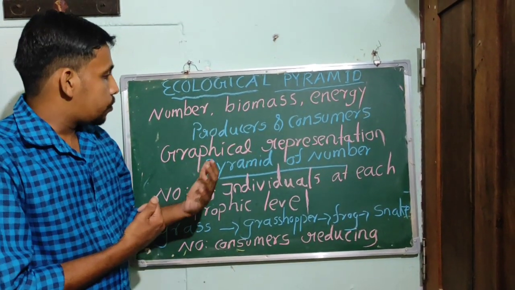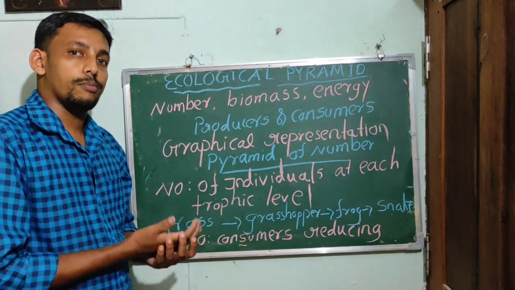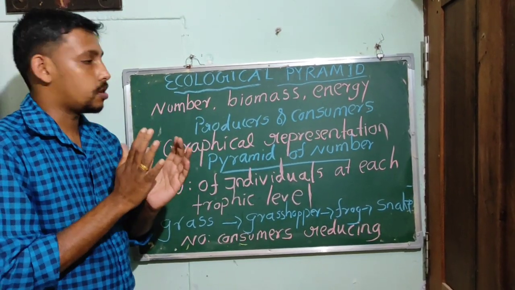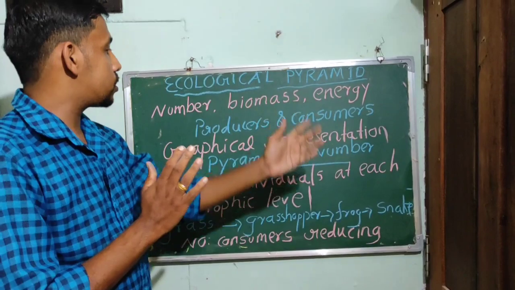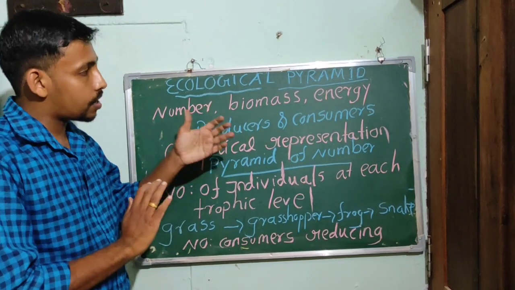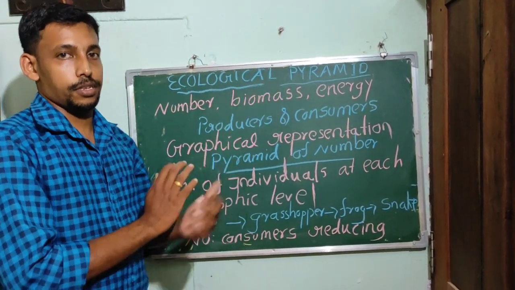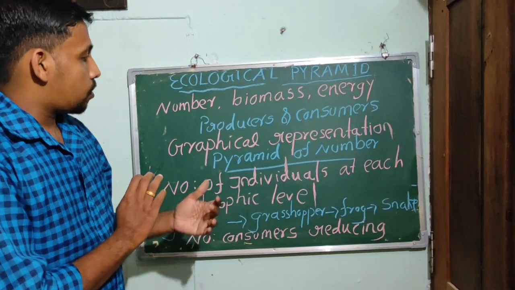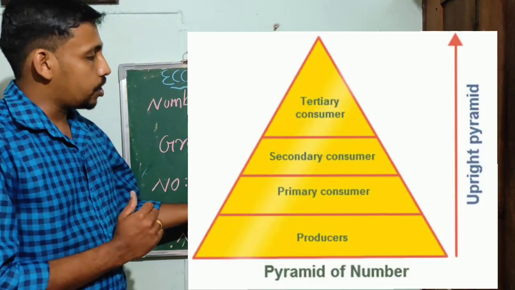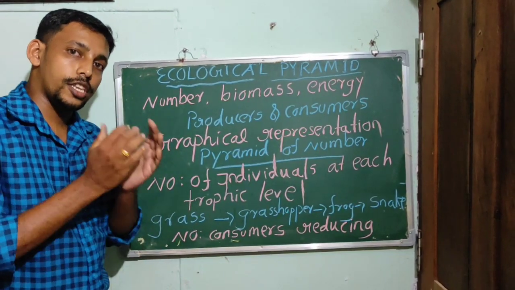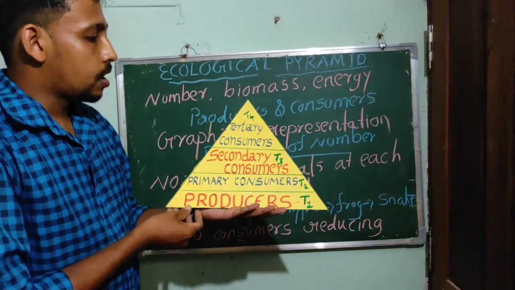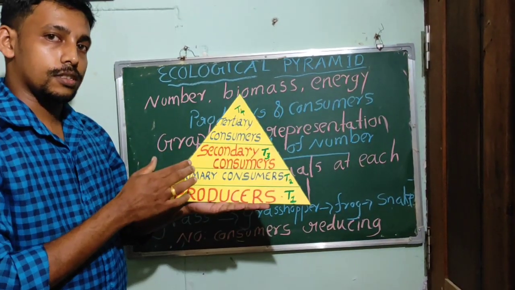There are the pyramid of number, pyramid of biomass, and pyramid of energy. What does it show? It shows the relationship between the number, biomass, and energy content of the producers and the consumers. So this graphical representation is known as an ecological pyramid. Let's discuss the pyramid of number. The pyramid of number shows the number of individuals at each trophic level. I will show you one pyramid.